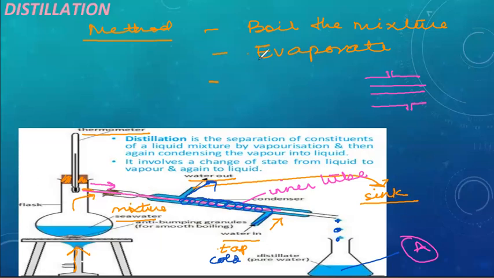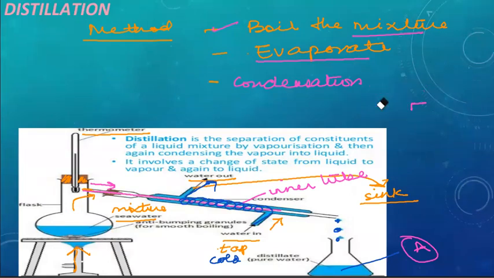So let me go through the process again. The process comprises 3 steps. The first step is boiling of the mixture. Then the evaporation of the component whose boiling point is low will take place, and the third step is the condensation of the vapors which are entering into the condenser, right? So these are the 3 basic steps.